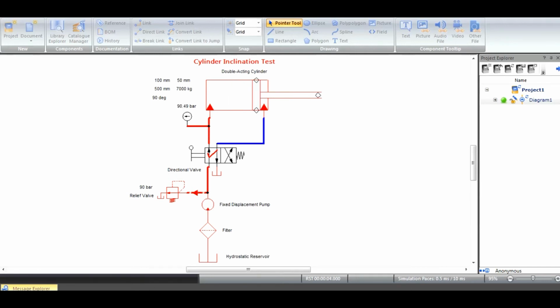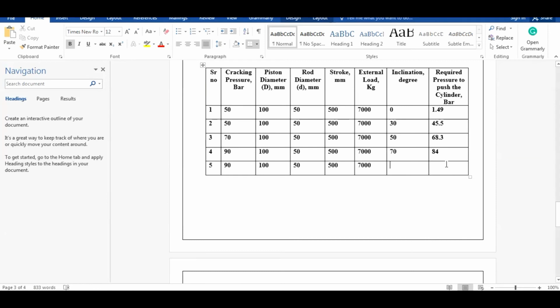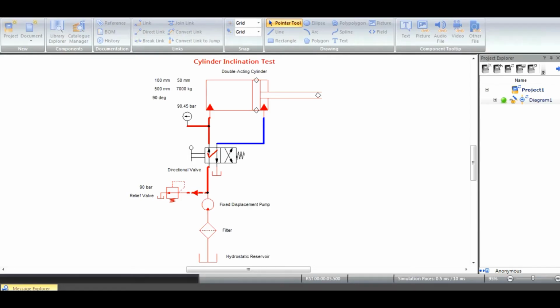Look at the observation table. From that you can observe that with the change in the inclination angle, the pressure required to push the cylinder increases.